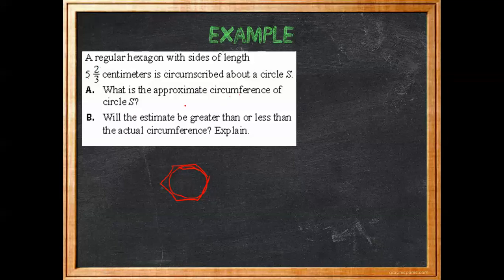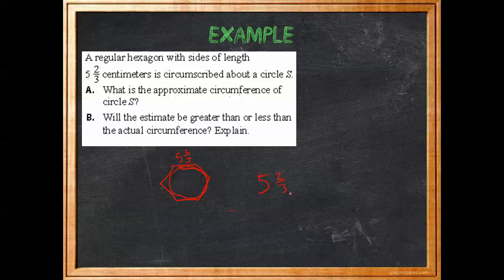So to find the approximate circumference of circle S, we're just going to take 5 2/3, that's one of the sides, and we're just going to add up the sides of the hexagon to get an approximate circumference. Because since a hexagon has so many sides, it's pretty close to a circle. So we would just take 5 2/3 and multiply that times 6.